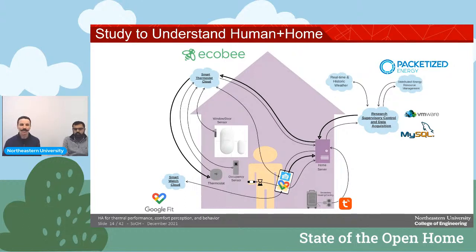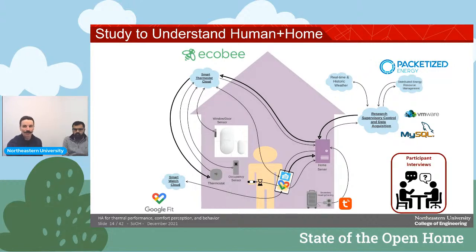We're giving the users smartwatches that we install Google Fit on to really try to understand some of the physiology, contact sensors on doors and windows to understand air movement throughout the home, secondary heating and cooling using Tuya power outlets, and then backing up all the data into SQL databases for machine learning to really build models that we can implement into future controls.